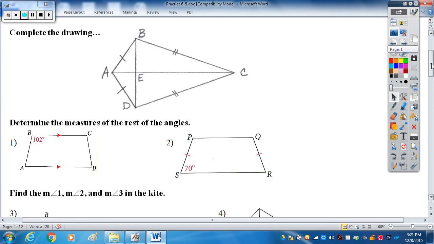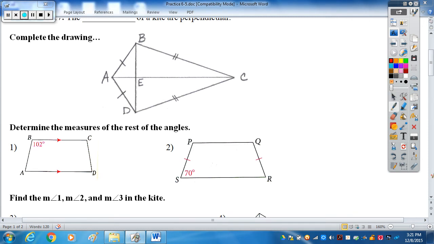And let's take a look at this first picture. It says complete the drawing. Now, the reason why I want you to complete the drawing is so that you know your way all the way around a kite. The first thing I'm going to do is put in the right angle symbol, knowing that all four of those angles are going to be right angles right there. I also want to put in the fact that this is an isosceles triangle, so I know that this angle will be congruent to this angle.